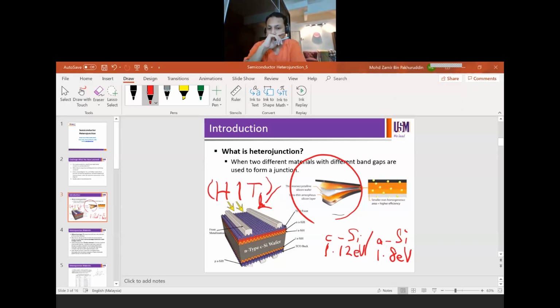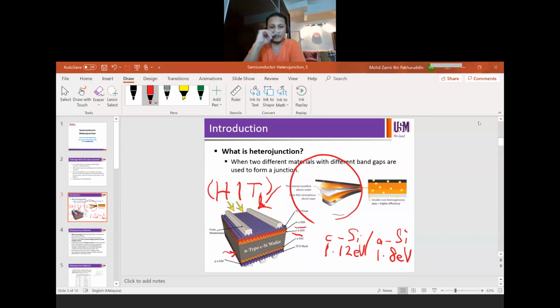So look at the schematic representation of the solar cell. The central piece of the solar cell is made of N-type crystalline silicon, right? So the gray part here is crystalline silicon. And if you look at the top layer on the crystalline silicon, it is intrinsic amorphous silicon. There is no doping. Then followed by N-type amorphous silicon.